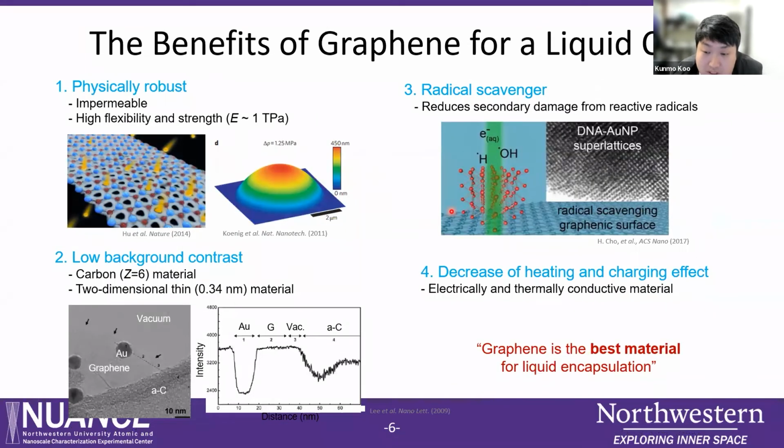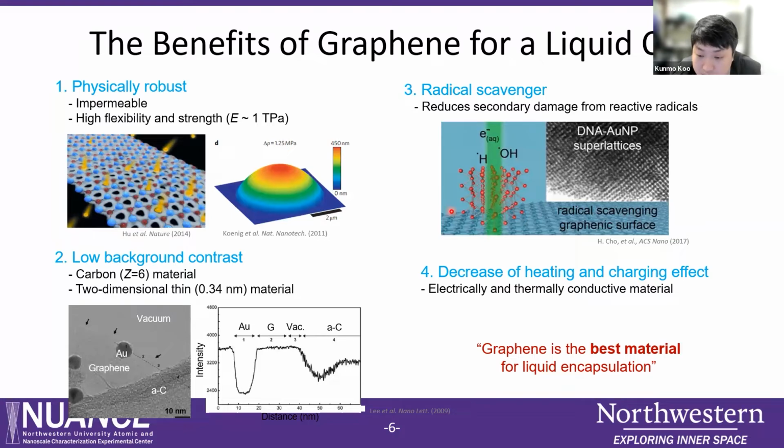By using graphene as an encapsulation instead of silicon nitride, we can expect 4 major benefits. First, graphene is physically robust and theoretically impermeable to every atom bigger than a proton. So it provides complete isolation of your liquid inside of the vacuum chamber. Secondly, it is highly transparent to the electron since it is composed of very light carbon atoms and it is only 1 layer. So additional scatter from the membrane becomes nearly negligible.